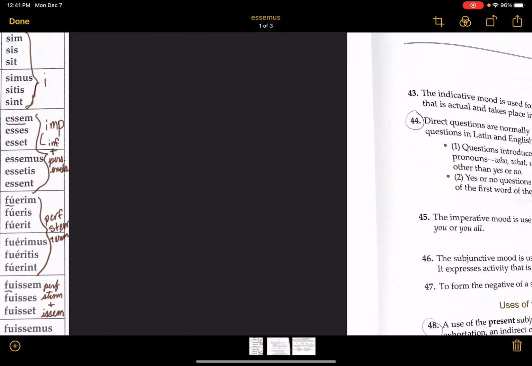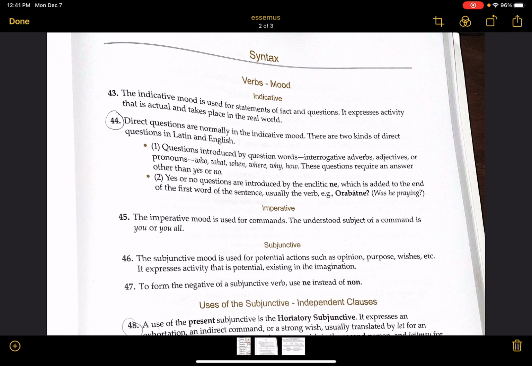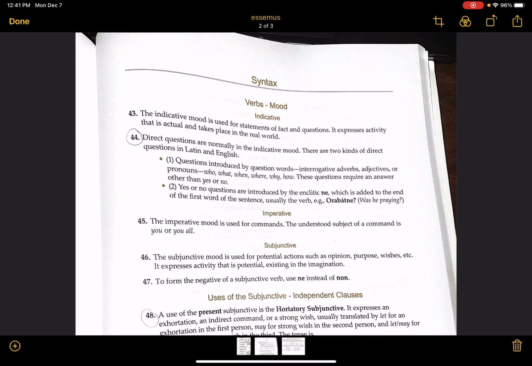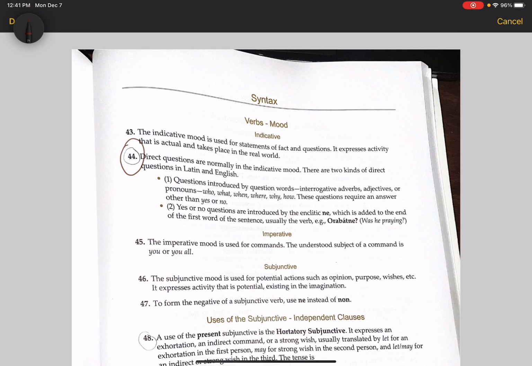There's also some grammar syntax. So looking at this one, number 44. Direct questions are normally in the indicative mood. There are two kinds of direct questions in Latin, so you should know these two kinds. The kind that is introduced by question words, and those question words are called interrogative adverbs, adjectives, or pronouns like who, what, when, where, why, and how. These questions require an answer other than yes or no. Okay, other than yes or no.